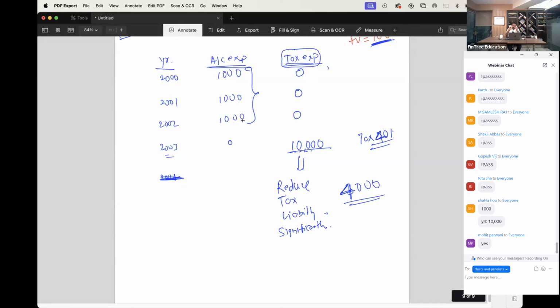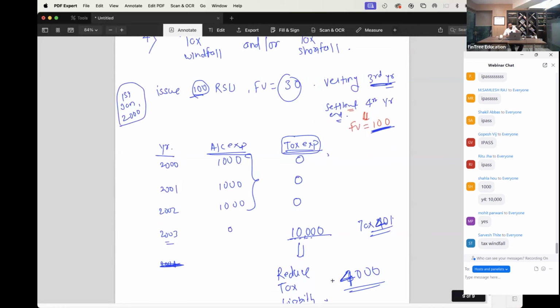See, in simple language, if I get more expenses, I'm happy on the tax book, because higher expenses means lower profit. Lower profit means I have to pay less tax. This is referred to as a tax windfall. So when do you experience a windfall? When the share price goes up. In our example, share price went from 30 rupees to 100 rupees. So it gave me a fantastic tax benefit. I experienced a tax windfall.